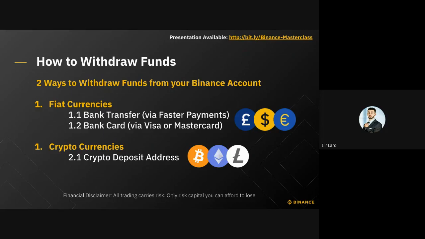For fiat currencies, these are currencies that are government backed, that are traditional, that we use on a day-to-day basis. So that's the pound, the US dollar, or the euro. You can withdraw using fiat to your bank account using bank transfer, or to your bank card using Visa or MasterCard. And the same thing with the cryptocurrencies. You can withdraw cryptos using a crypto deposit address.